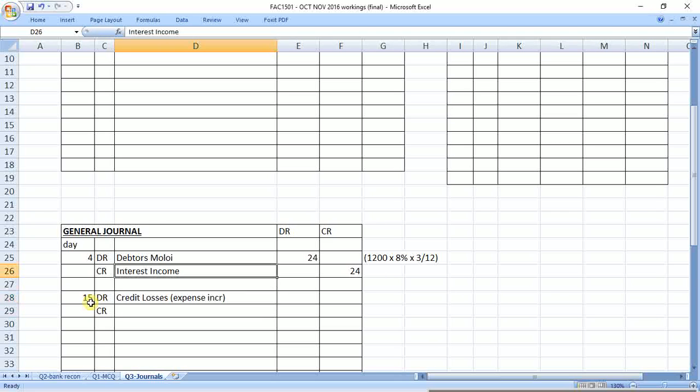I'm going to put the working in as well. Why not? Debtors, asset, increase. Interest income, income, increase. Credit losses. What is the credit losses going to affect? The debtors. What will happen to the debtors? Will decrease. Good. How much was it? 741. Happy? Yes.